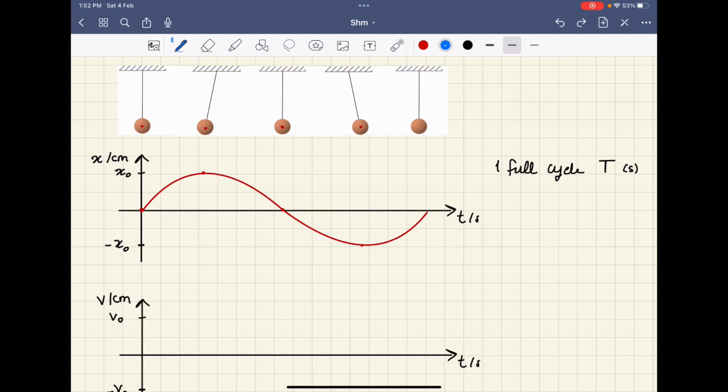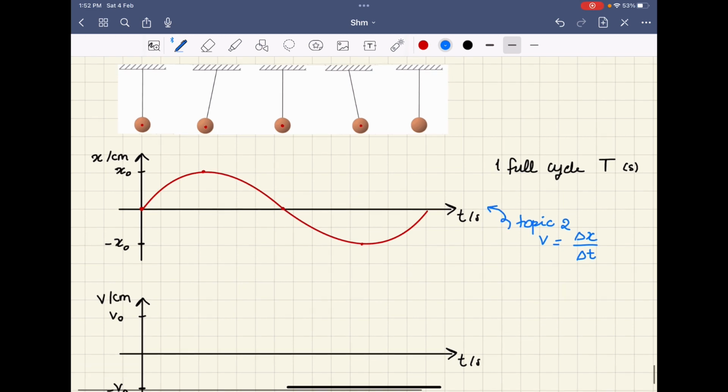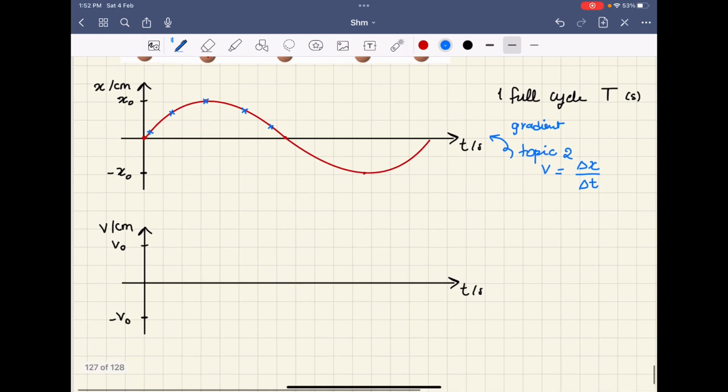Now we will see the variation of the velocity in time. So our axes would be v versus t. It is important to recall from topic 2 that velocity is equal to the change in displacement divided by the change in time. If you look at this graph, this relationship is given by the gradient. Since we have a variation with x, at each and every point of the graph we will have a different velocity that we can trace over here.